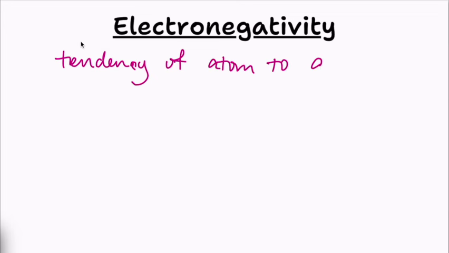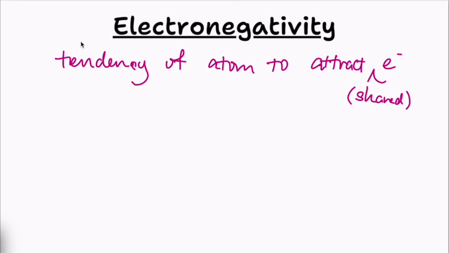So electronegativity is very similar to electron affinity, but it's actually different. So this is the tendency of an atom to attract electrons, especially the shared electrons. Okay. So electronegativity is used more often when it comes to the bonding between two atoms.